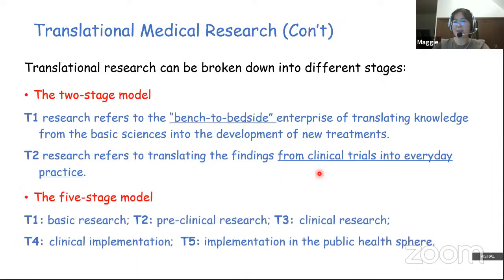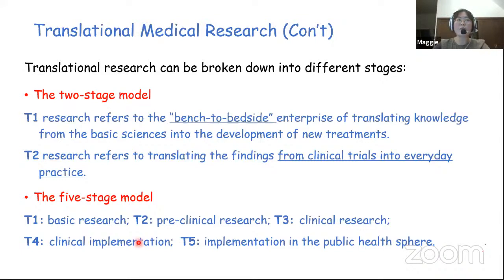And next is the five-stage model, which is more finely divided. The first one, T1, means the basic research study in the lab. Then T2 is preclinical research, between the labs and the clinic. Then T3 is clinical research. T4 is clinical implementation. T5 is implementation in the public health sphere.